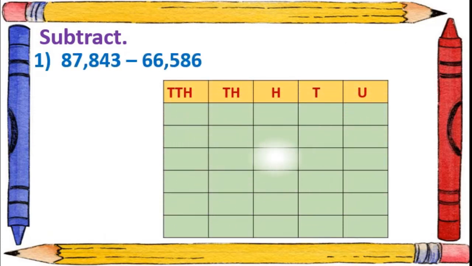Subtract. We are doing the practice by solving 3 to 4 sums. Now we will write 87,843 minus 66,586. Over. Now, if you want to solve, you solve. You mute the video, you stop the video and you solve the sum and then compare the answers.